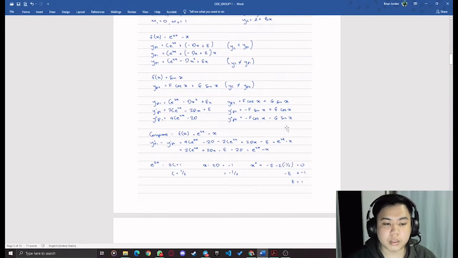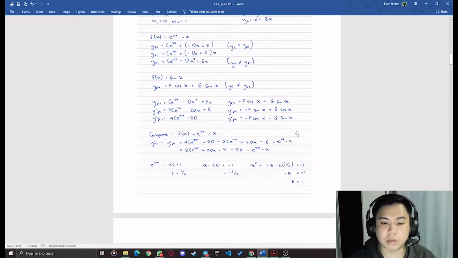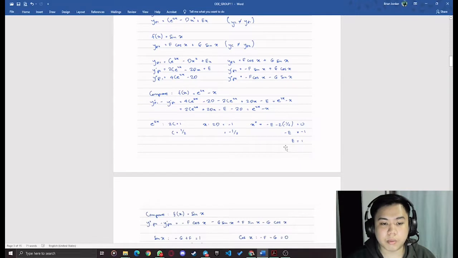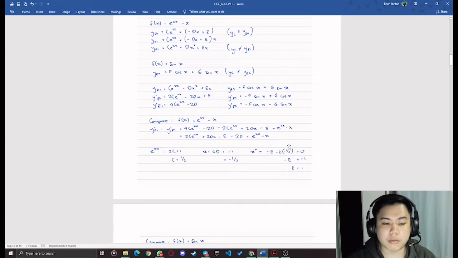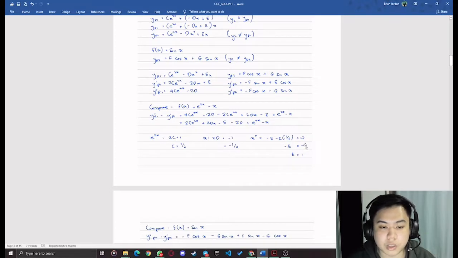For yp1, we differentiate it two times to get yp1 prime and yp1 double prime, and the same goes for yp2, which gives yp2 prime and yp2 double prime. The next step is to compare f(x) with yp. First I compare with the first f(x), the exponential with the polynomial. I plug it into the initial equation and compare. We take out e to the x, and we get c equal to 1 over 2, x equal to minus 1 over 2, and the x power of 0 gives e equal to 1.